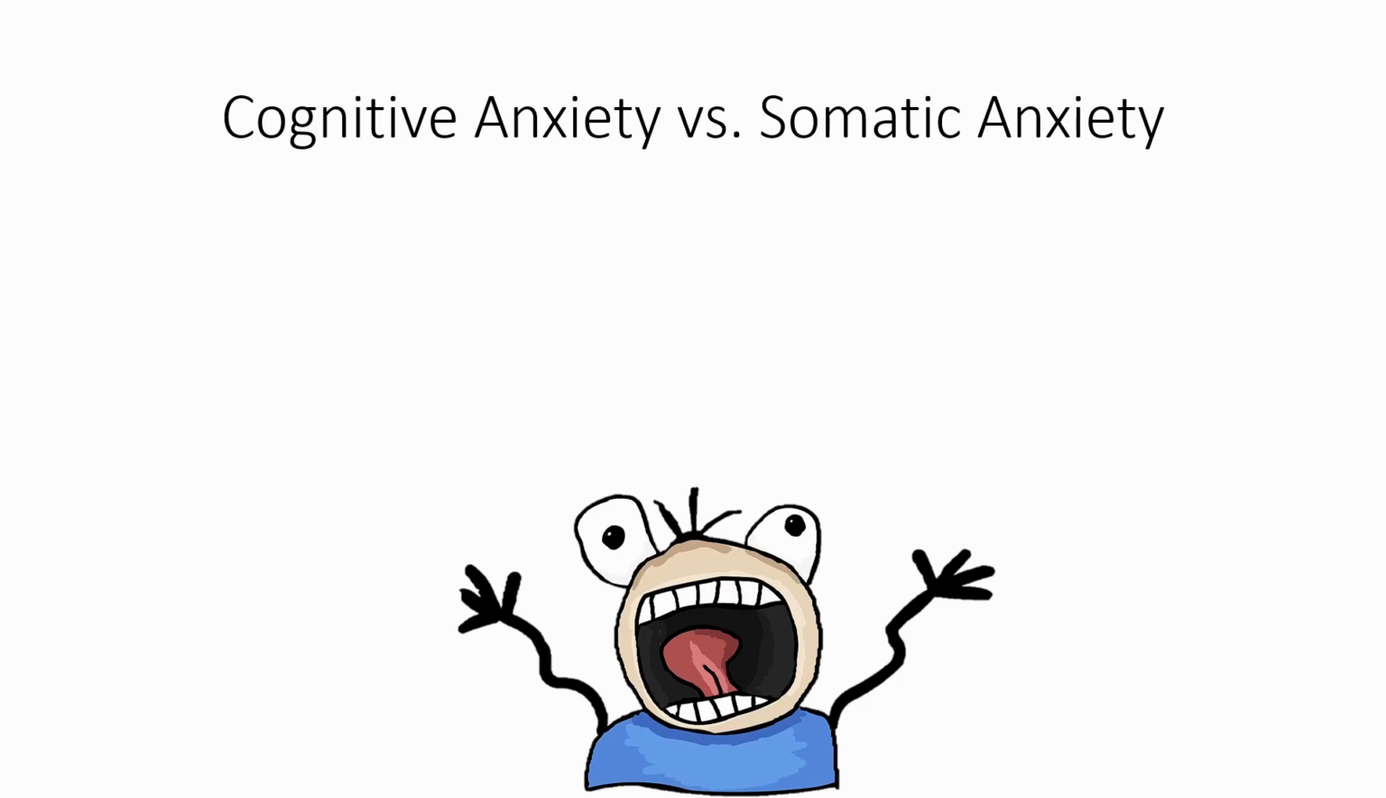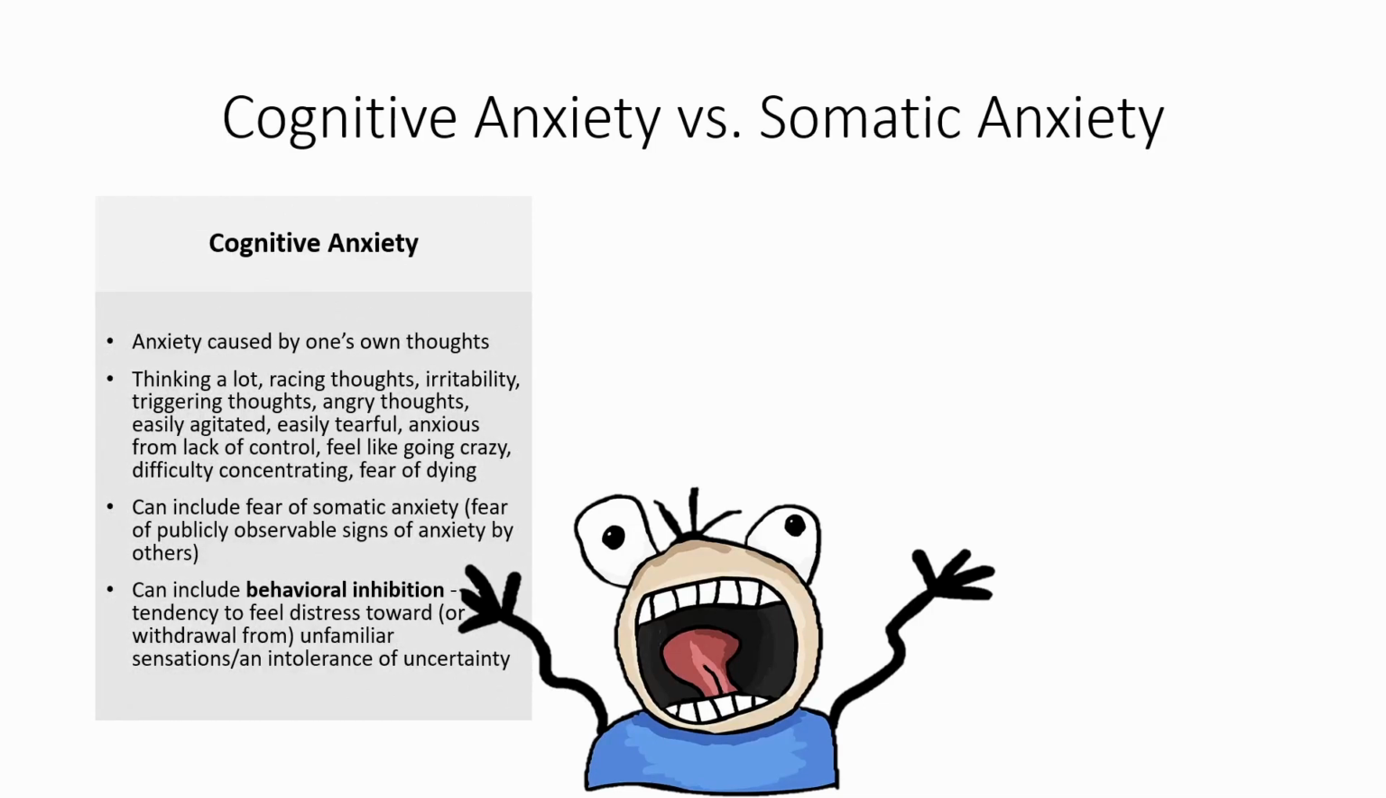The two types of anxiety we can identify are cognitive and somatic. Cognitive anxiety is caused by one's own thoughts. For example, thoughts that can trigger anxiety could be lack of control, feeling they are going crazy, angering thoughts, or fear of dying. Anxiety can also be triggered by fear of somatic anxiety, which would be fear of appearing anxious.